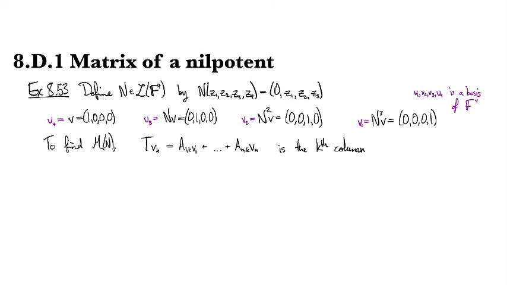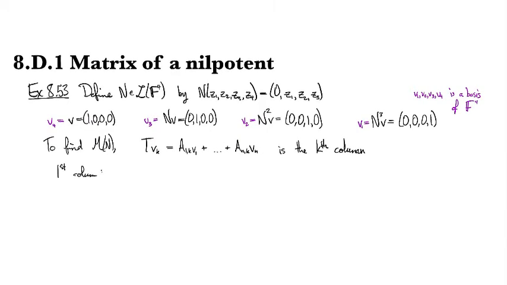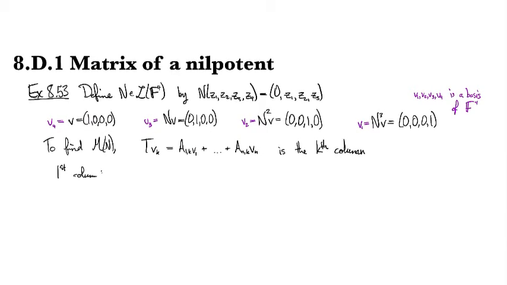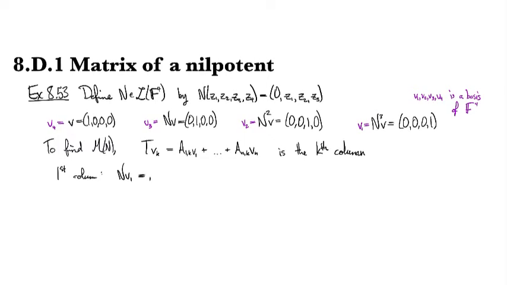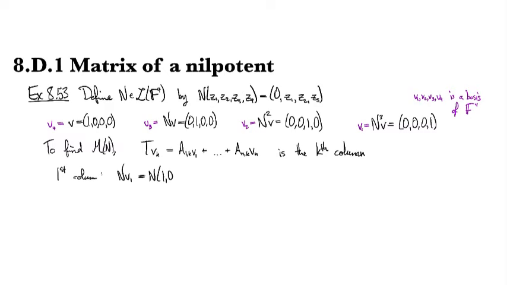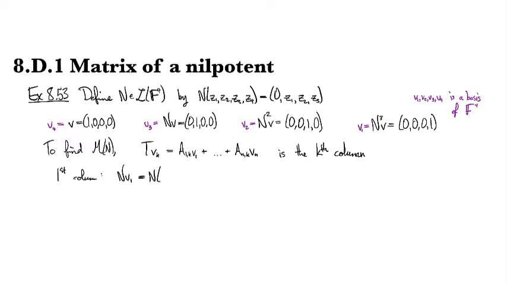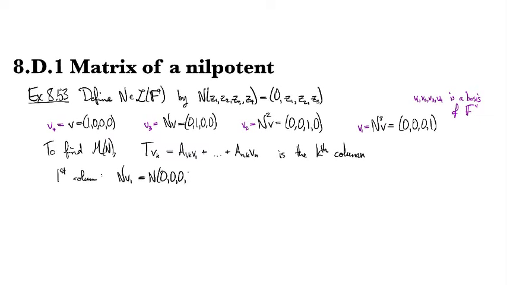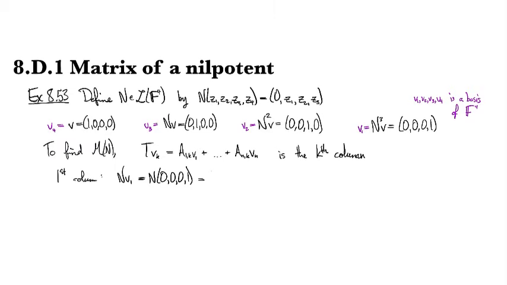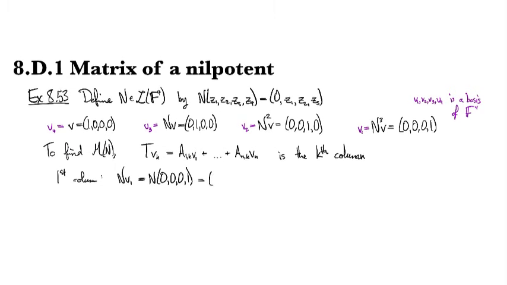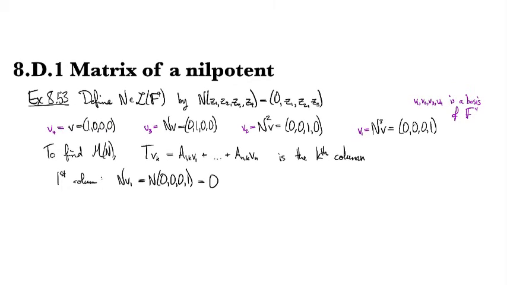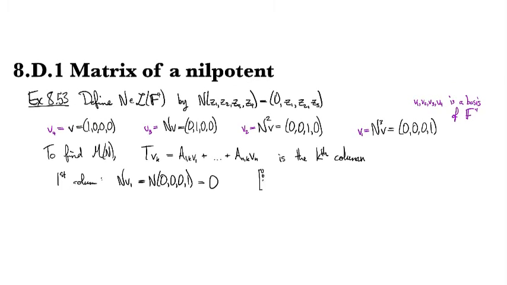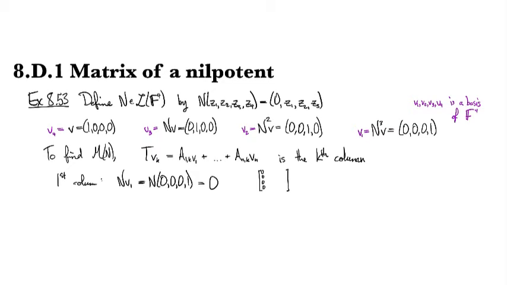Notice that the second coordinate is fixed equal to k. So the first column is going to be, well, we apply n to v1 and see what we get. So we're applying n to 0, 0, 0, 1, and that shifts that 1 off the end, and we get the 0 element. I'll just write it as 0. And so that tells us that the first column of our matrix is all zeros, so we've got that much so far.